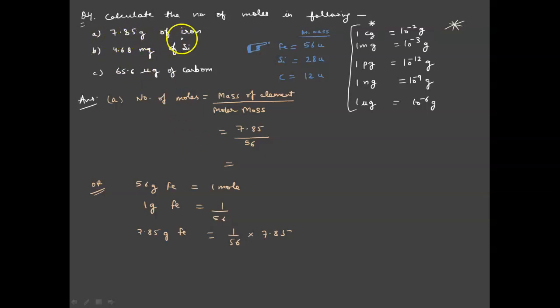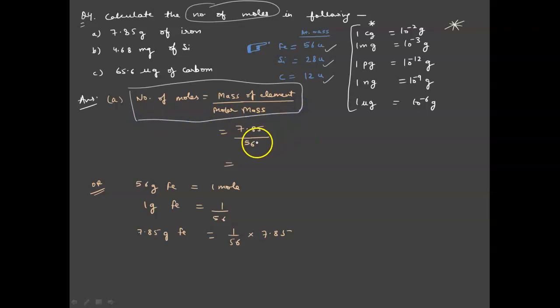So 7.85 gram of carbon, we have to calculate the number of moles. First of all, in this question we have iron, silicon, carbon. The atomic mass of iron is 56 u, silicon 28 u, and carbon we know very well is 12 u. So for the number of moles we use the formula: number of moles equals mass of the element upon molar mass. This is 7.85 in the question, 7.85 divided by 56, where 56 is the atomic mass of iron. So that comes out to be 0.14 moles. This is by using the formula.